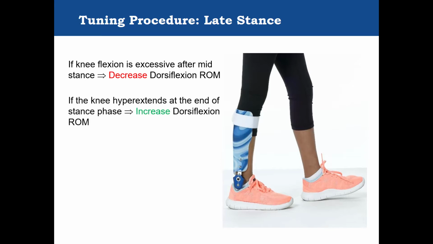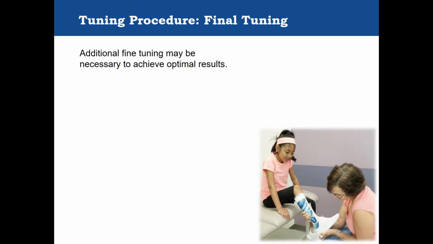Observe knee extension after mid-stance. If knee extension is excessive, increase dorsiflexion range of motion by turning the adjustment screw counterclockwise. Remember to count the number of turns of the adjustment screw to keep track of the range of motion setting. This completes the preliminary triple action tuning procedure. Additional fine-tuning may be necessary to achieve optimal results.